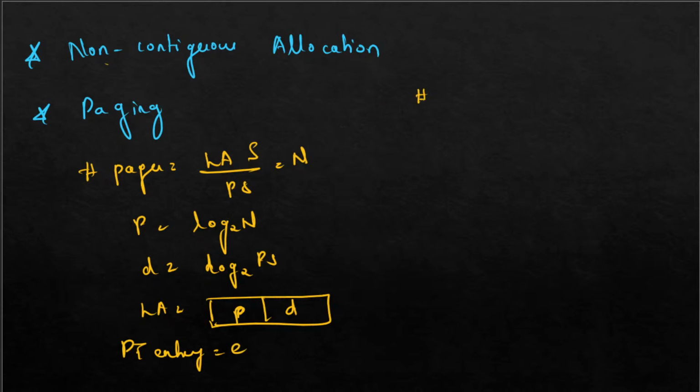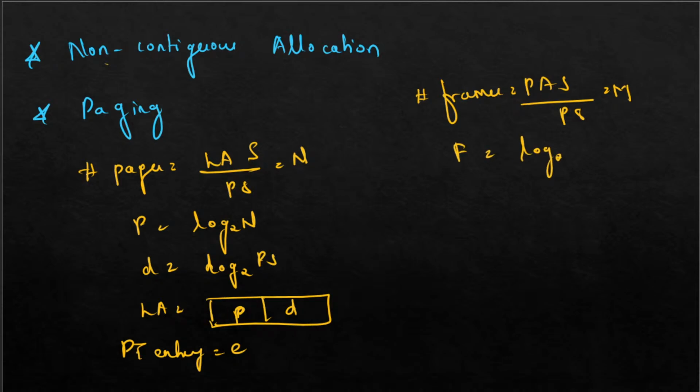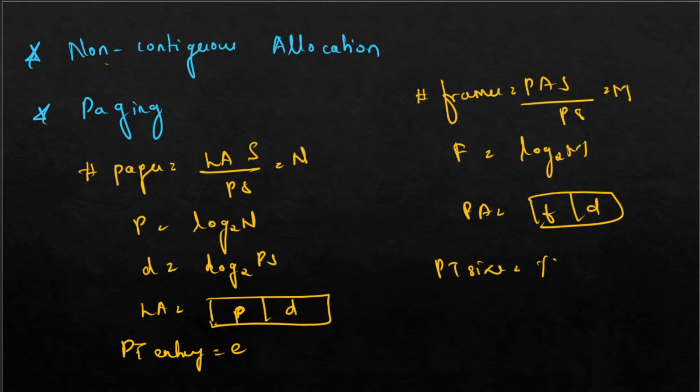So number of frames is PAS by PS, which is m, frame is equal to log 2 m. After that, physical address is equal to frame and offset bits. And page table size is equal to number of pages times e, which is page entry. And if page entry is not there, then you are going to add frame. Okay, so note this everyone.